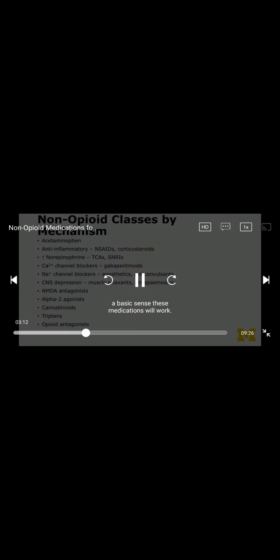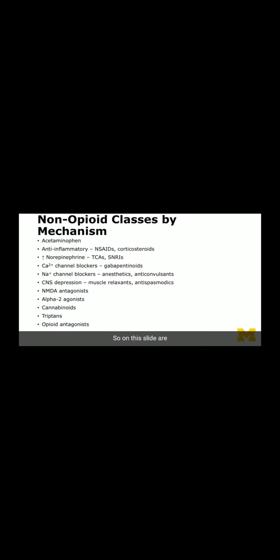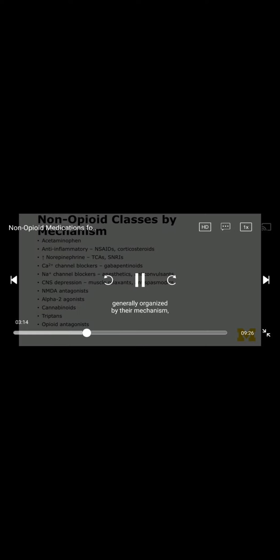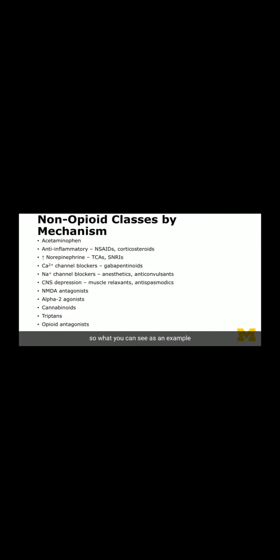I had mentioned earlier it's important to understand that each medication is going to work for a certain pain condition. You have to understand how, at least in a basic sense, these medications will work. So on this slide, they're generally organized by their mechanism. And so what you can see, as an example, the NSAIDs and corticosteroids are anti-inflammatories. So these are medications that would be helpful for patients that have any sort of inflammation with their pain disorder. If you think about kind of a classic example, think of a fracture or a sprained ankle. There's a lot of inflammation with that process. NSAIDs would be very effective for that type of pain.